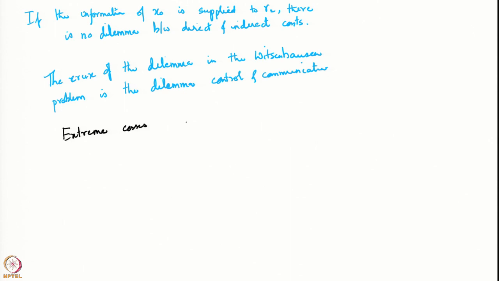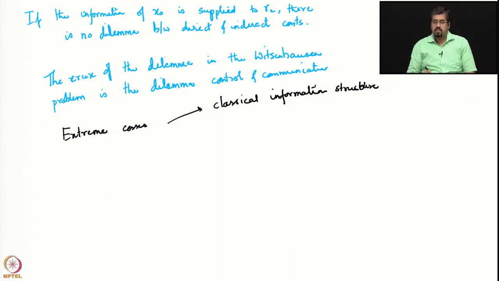The first extreme case is what is called the classical information structure. Now, why is this an extreme case? This is an extreme case because in this case the information of the initial state is already available with the second controller. So, therefore, there is no need for communication.